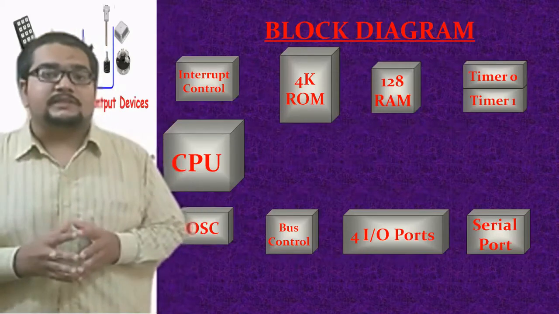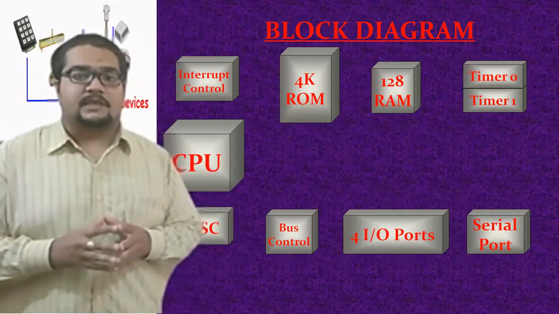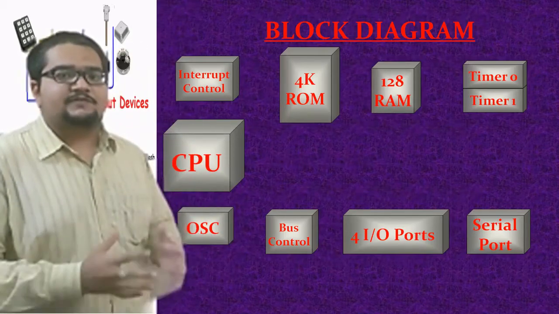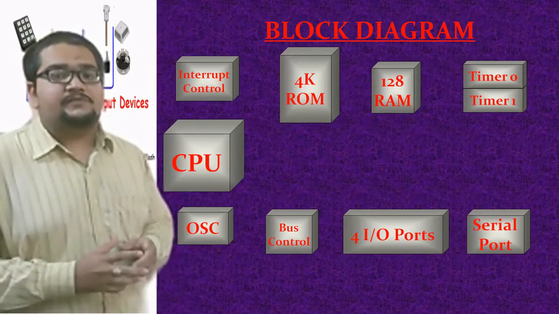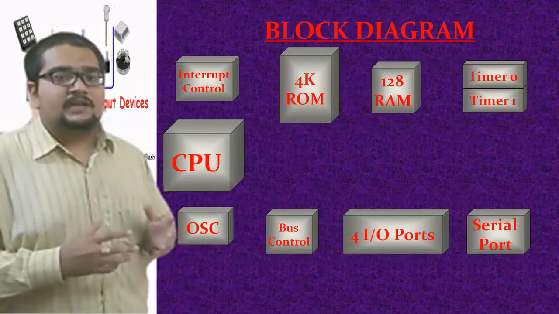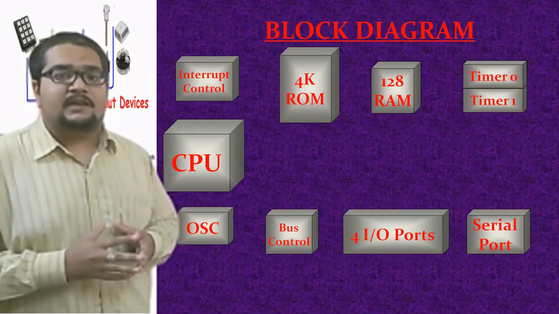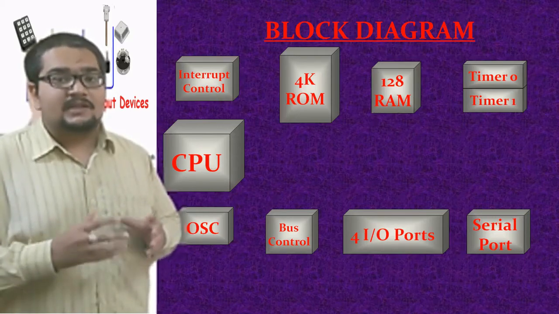So what all the things are there in the block diagram of 8051 is what we'll be checking out. Here you can see the different blocks which are there in the 8051 IC. Starting with the CPU, the oscillator is there, and the interrupt controller will be there. Interrupt controller is one of the important things to have in the system.